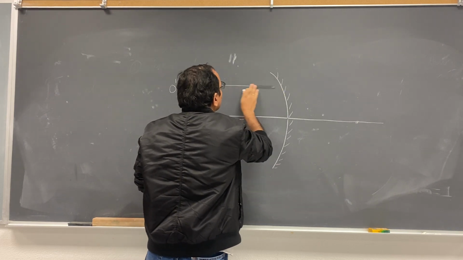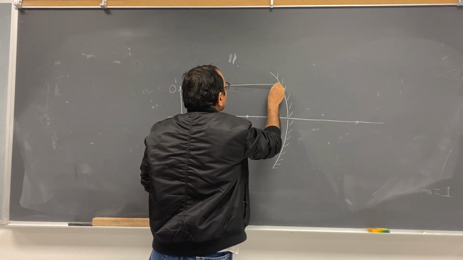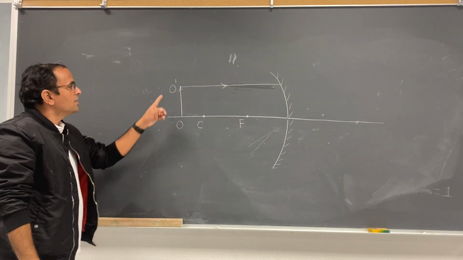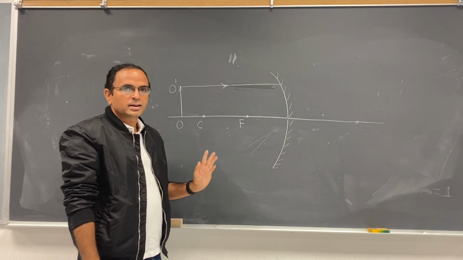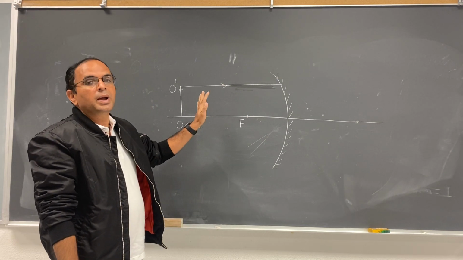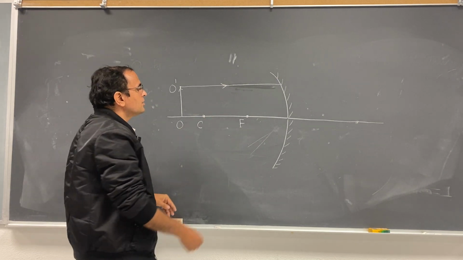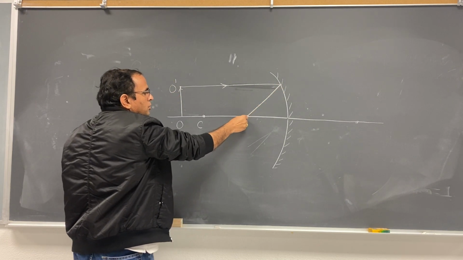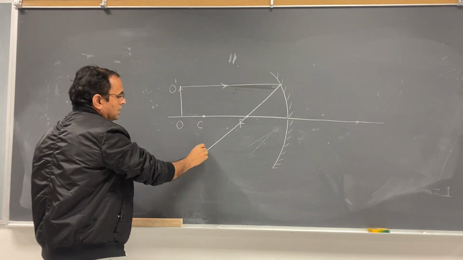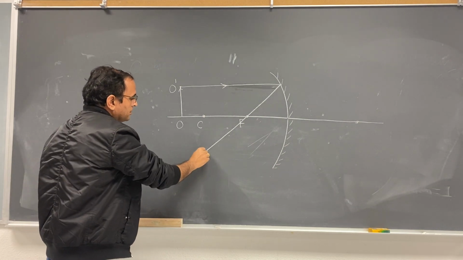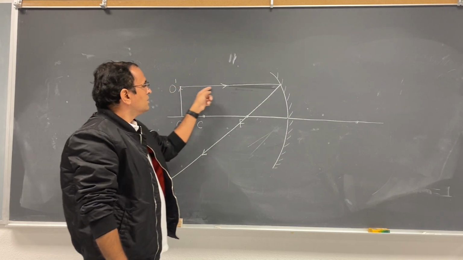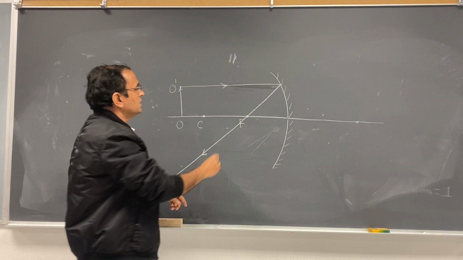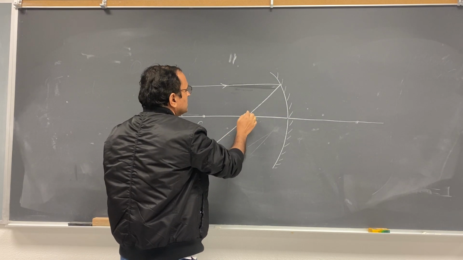Use a ruler and draw the rays like this. This ray is parallel to the principal axis. If the ray is parallel to the principal axis, after reflection it passes through the focal point like this. Don't forget to draw the pointer. This ray parallel to the principal axis, after reflection, passes through the focal point. This is the focal point.